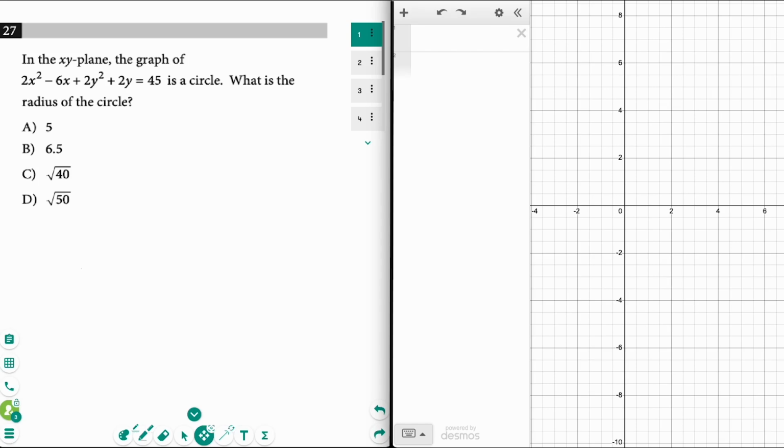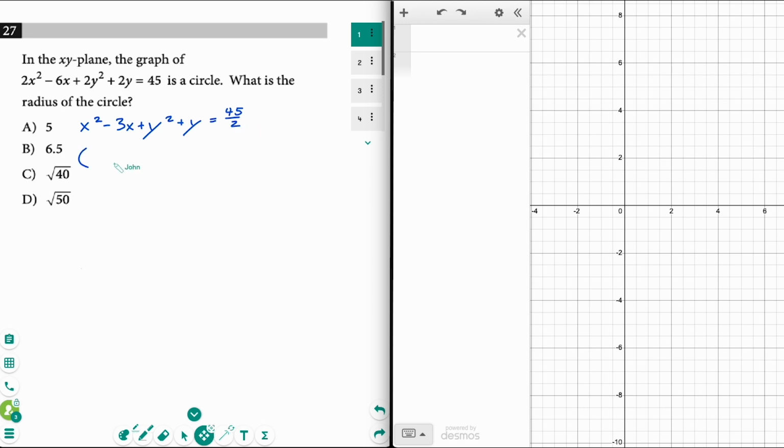This is an intimidating looking problem because we have these pesky 2's in front of the x squared and y squared terms. Let's start by trying this the old-fashioned way for all the purists out there, and then we'll see if Desmos can save us any time. First off, we'll divide by 2 to make it easier for us to complete the square.